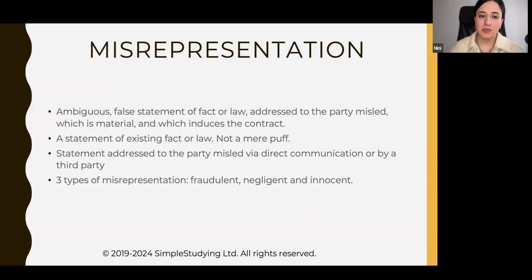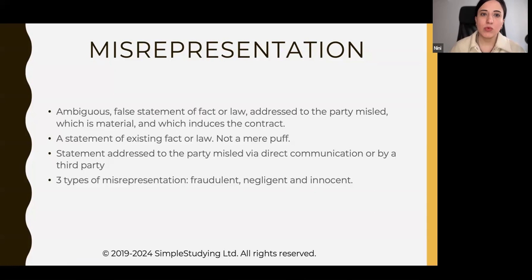There are three types of misrepresentation. So the first thing you need to do in the problem question is establish whether or not these requirements are satisfied. So is it a false statement of fact or law? Is it addressed to the party misled? Is it material and does it induce the contract? Was it a significant reason why the contract was created? If it was not for this statement, would the party have still entered into the contract?